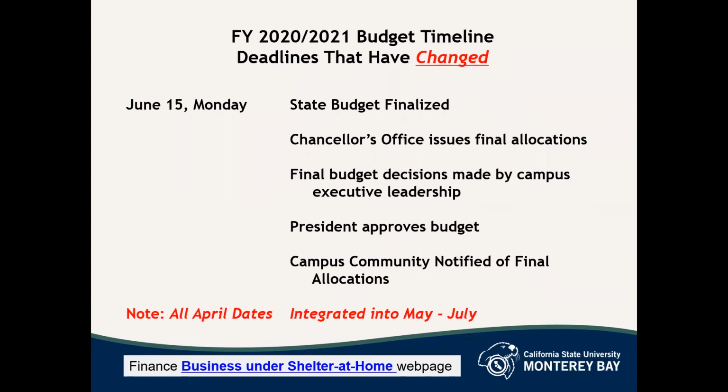So June 15th is the date. We've moved this a little bit forward, but these are the standard things that we had on the original timeline: the state budget to be finalized, the chancellor's office to issue final allocations to us, the final decisions to be made by our campus leadership, the president to approve our budget, and then for us to notify the campus of their final allocations.